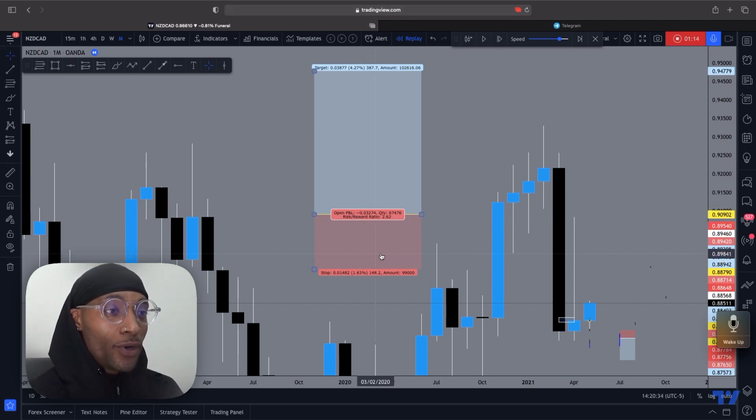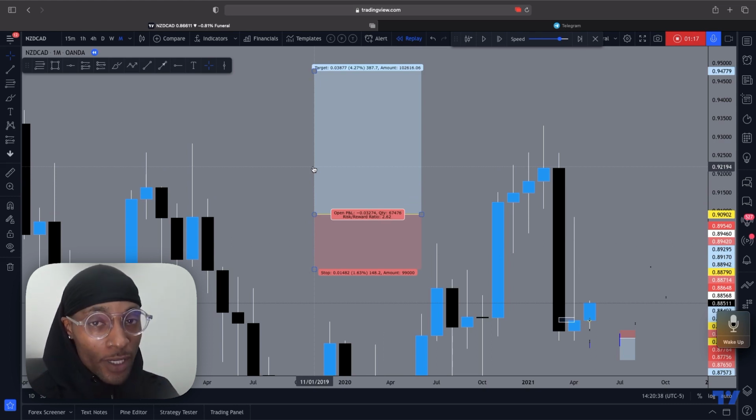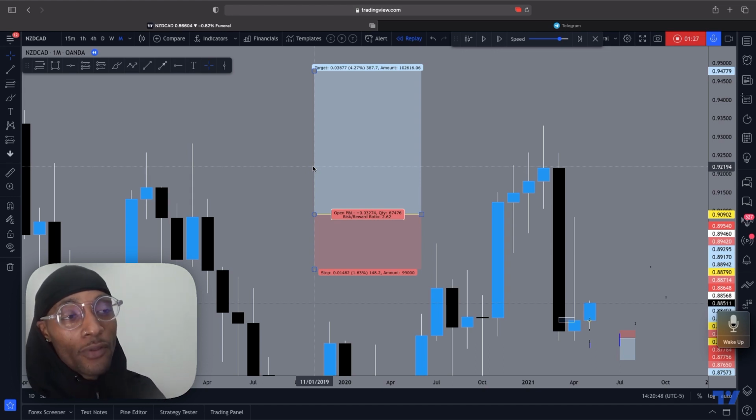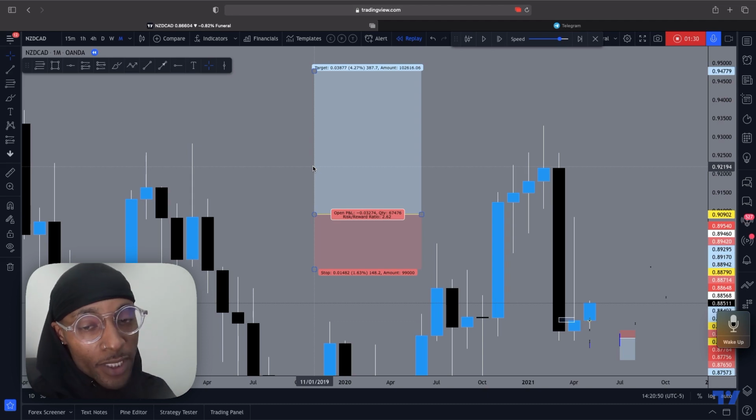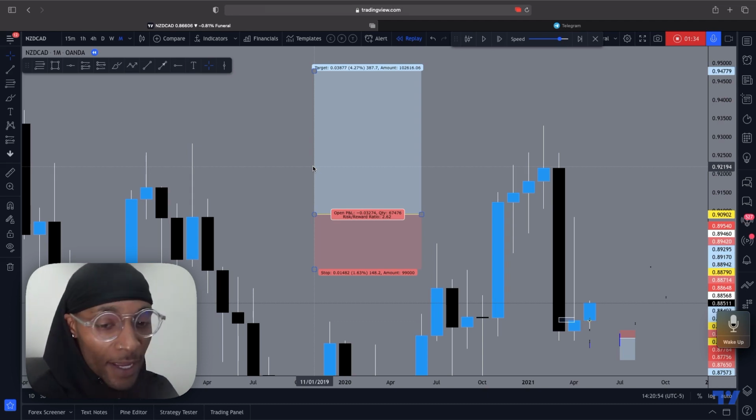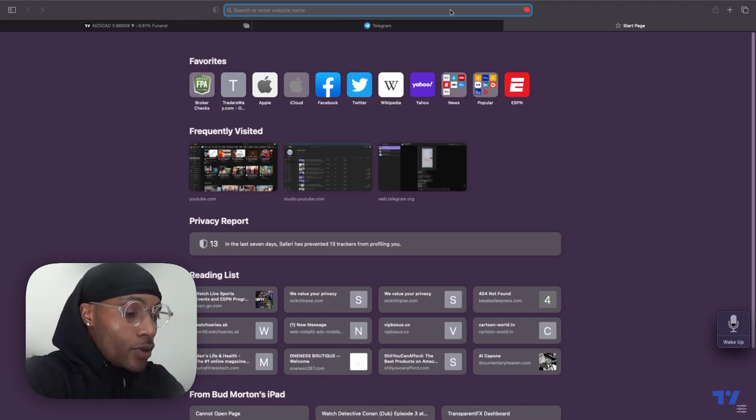Now, when do you do it? You do it before you enter every single trade. It doesn't matter. You calculate your risk before you enter into any trade. You want to know the exact amount that you are risking on that trade every single time that you open a position. And here's a really cool trick.